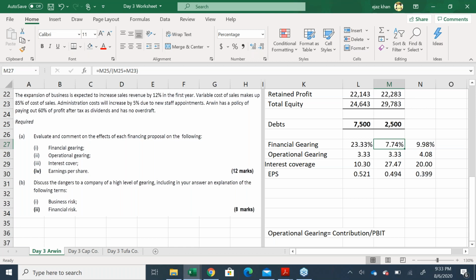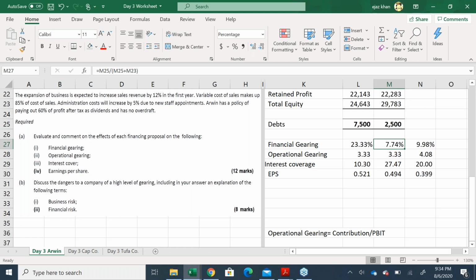Secondly, there is operational gearing as well, but operational gearing shows the business risk of a company. Therefore, it's not considered as one of the factors when deciding between the sources of finance. That's why the operational gearing figures are the same for both cases. Interest coverage is another indicator that must be considered when choosing between the two sources of finance.